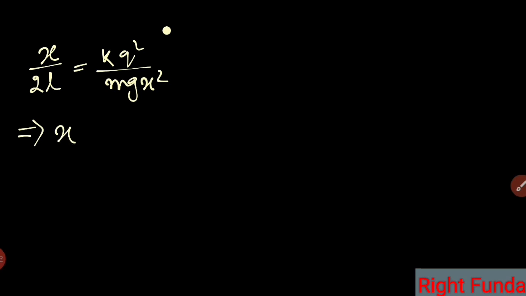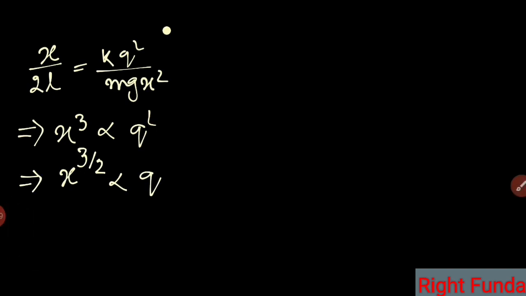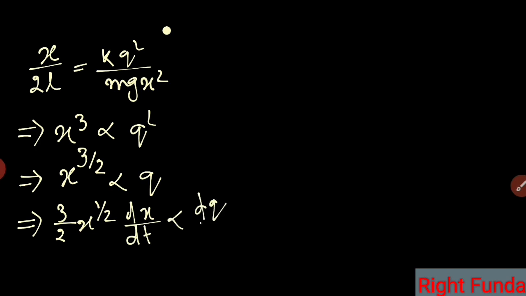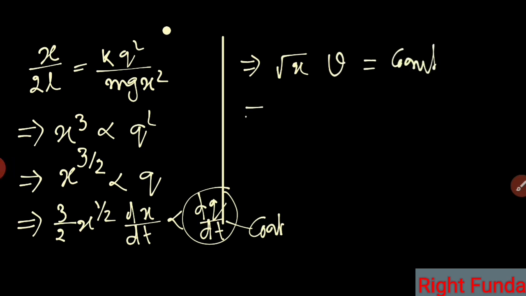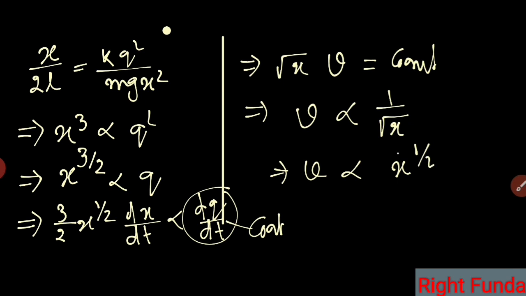So from this we get that x cube is proportional to q square, or x to the power 3 by 2 is proportional to q. Differentiating both sides of the equation, we get 3 by 2 x to the power half into dx by dt is proportional to dq by dt. But in the question it is given that this is a constant quantity, so we can write very easily that root x into velocity of the ball is a constant quantity, or v is proportional to 1 by root x, or v is proportional to x to the power minus half.